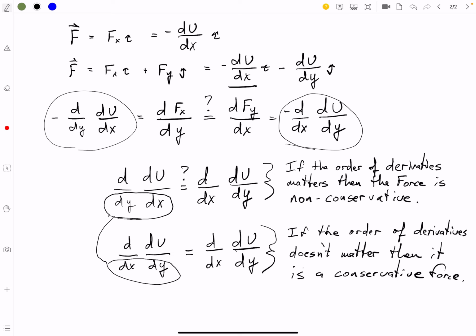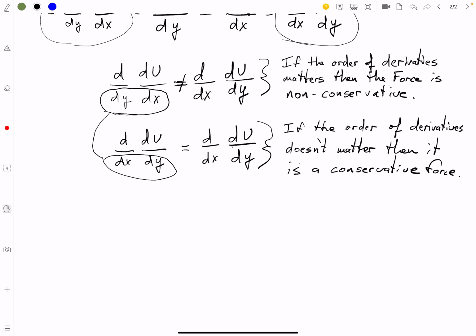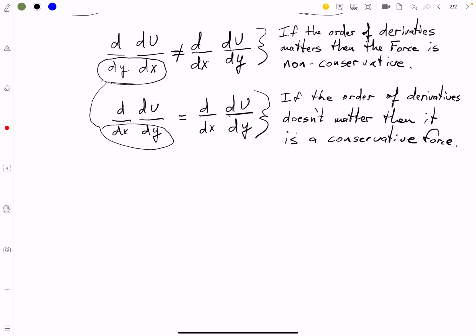Okay. And in that case, we don't have a question anymore about it. We get that those things are not equal. Okay, so that's the notion of exact differentials.